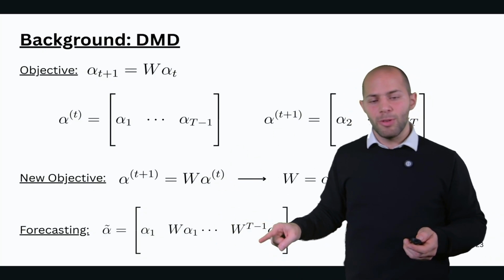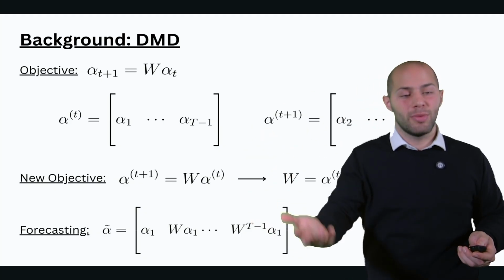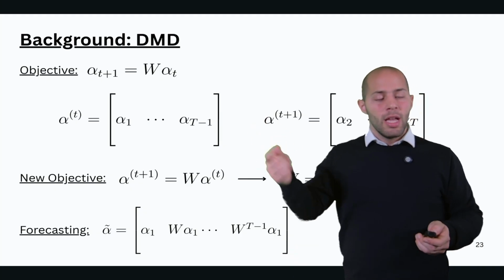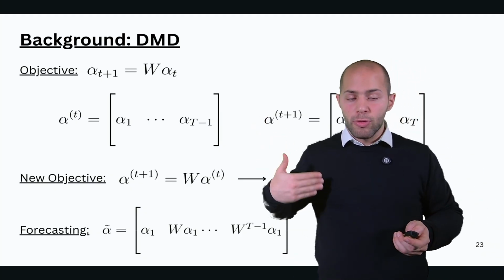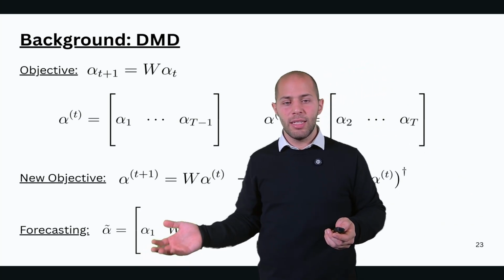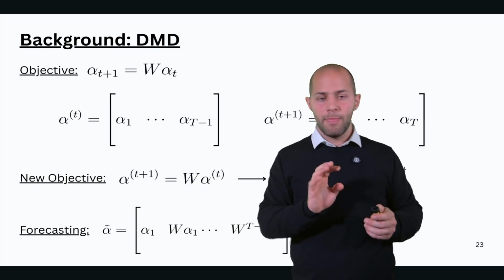And so finally, w to the power t minus 1, so multiplying by w many times, t minus 1 times, and multiplying by alpha 1 is going to give me alpha t minus 1. And so basically, if I learn this DMD, if I learn this operator, I can use it to forecast values of alphas. And this is what we're going to call alpha tilde. Alpha tilde is basically our approximation when forecasting using the DMD.